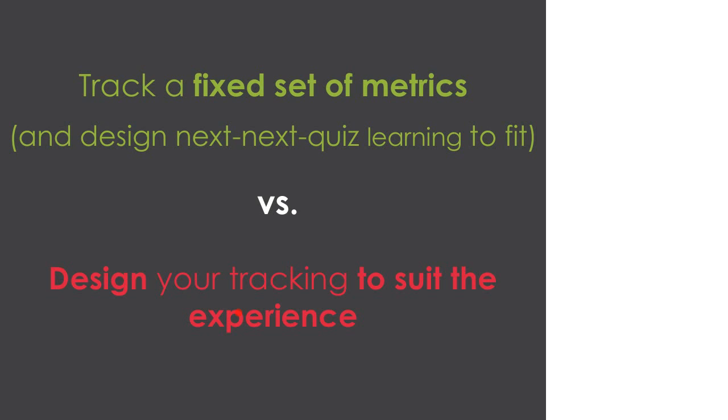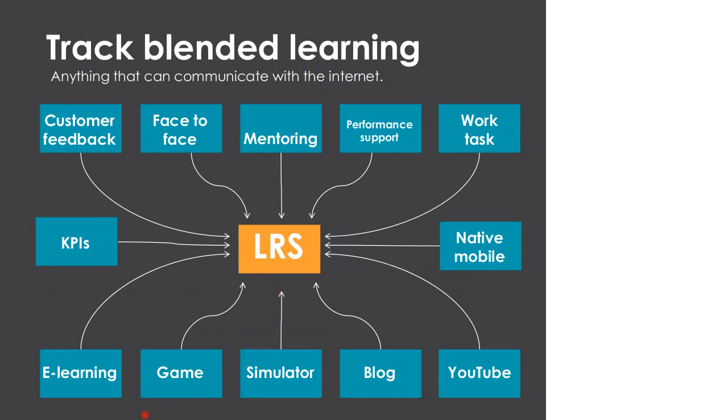So with Tin Can, we can design our learning experiences to suit what we're trying to teach, and then we need to design the tracking to suit that experience. And that design of tracking is a new concept in Tin Can as well. Whereas in SCORM, you don't really design SCORM tracking. You either do it or you don't. Whereas with Tin Can, there are design decisions to be made in Tin Can tracking.